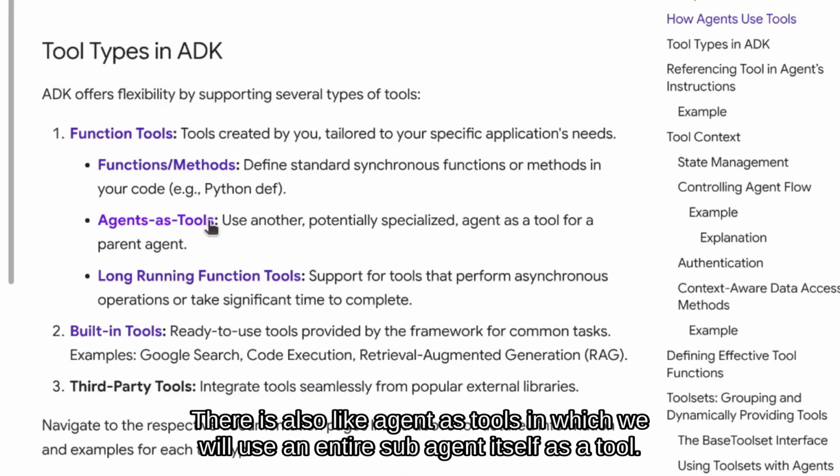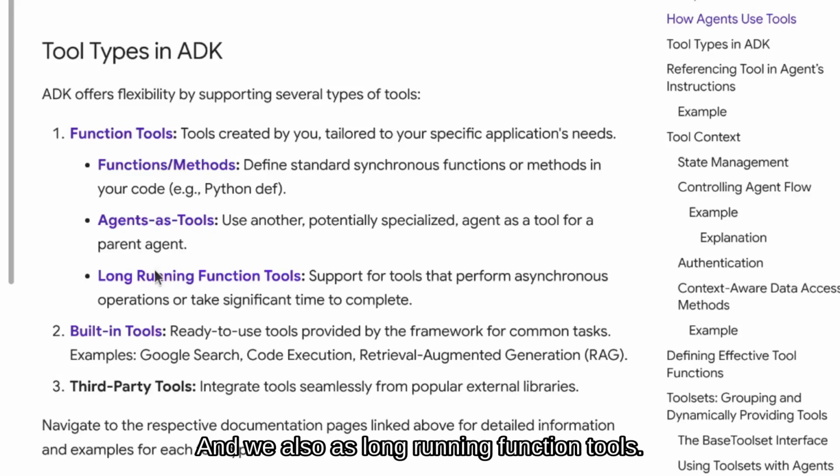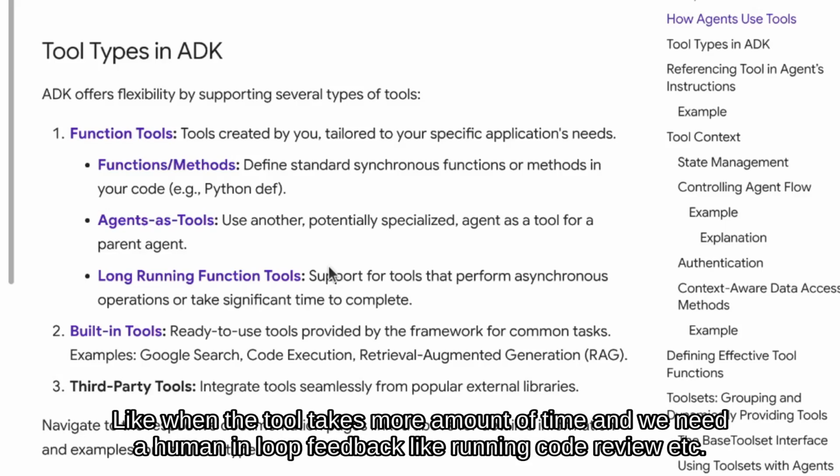There are also agent as tools, in which we will use an entire subagent itself as a tool, and we also have long running function tools. This tool is for performing asynchronous operations, like when the tool takes more time and we need human in loop feedback, like running a code review, etc.